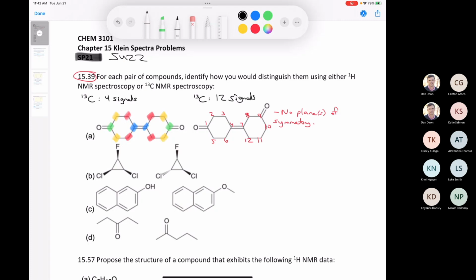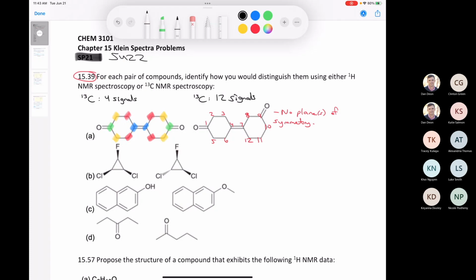You can imagine that if you pick up an 8.5 by 11 sheet of paper and you look at a big carbon-13, one's got 4 signals and one's got 12, you can tell the difference between those two compounds pretty quickly. It would only take you seconds to identify that. All right, there we go.